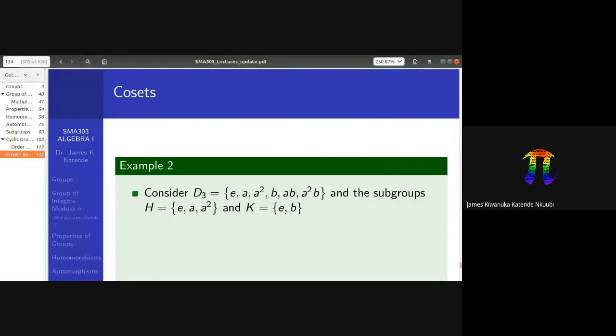So we will be looking at that example in a minute.